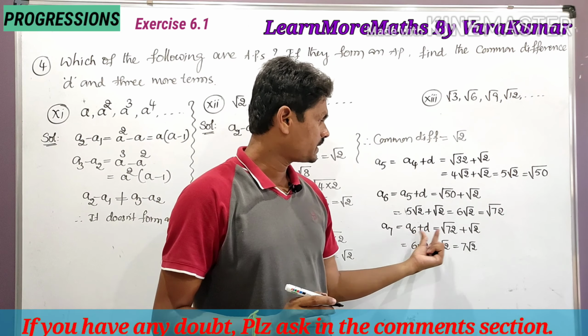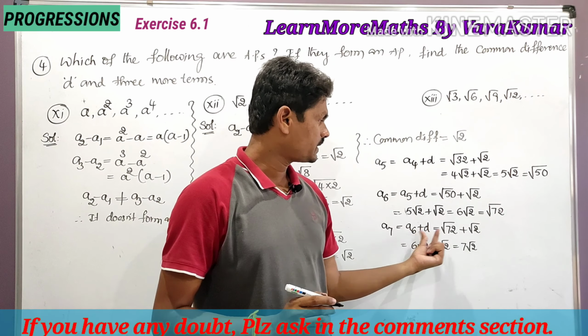Root 3, root 6, root 9, root 12 and so on. Now I have to check whether it forms an AP or not by finding the common difference of the successive terms. A2 minus a1 is equal to root 6 minus root 3. Next, a3 minus a2 is equal to root 9 minus root 6. Root 9 can be written as 3 minus root 3.